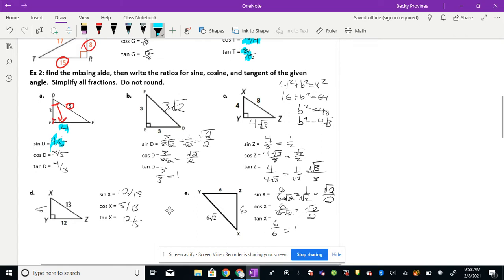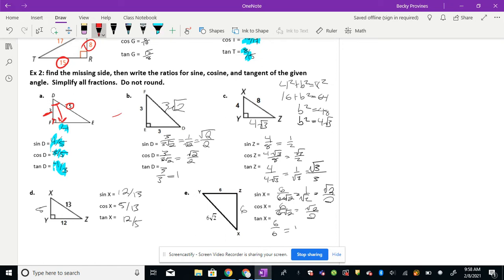All right, cosine of D. That 3 is going to be adjacent to D, and then we already said that 5 is the hypotenuse, so 3 over 5 is going to equal the cosine of D. Now we have the tangent of D. We already said tangent was opposite over adjacent, and we said opposite in sine was 4, and that the adjacent in cosine was 3, so we are left with 4 over 3.